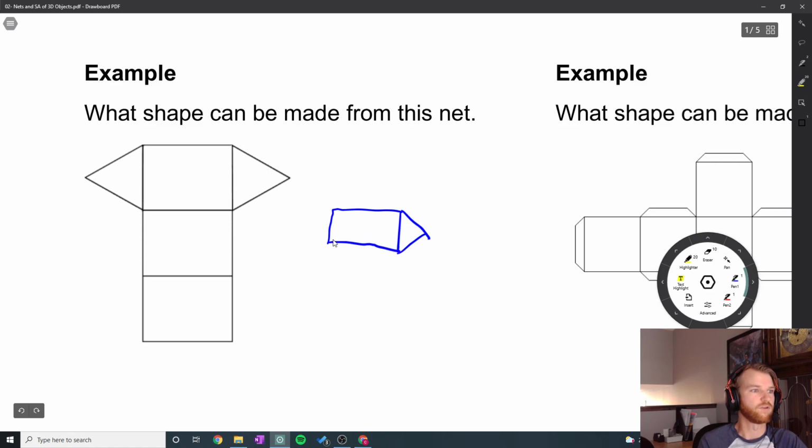Okay, and I'm going to draw dotted lines here to show that these are behind. Okay, and then you've got a triangle on the other end. Okay, so you'd end up with like this prism shape here.